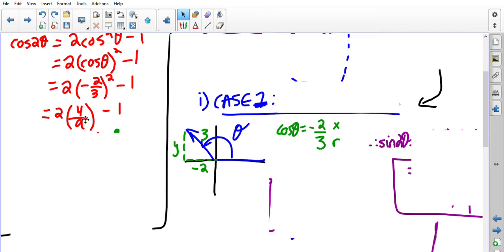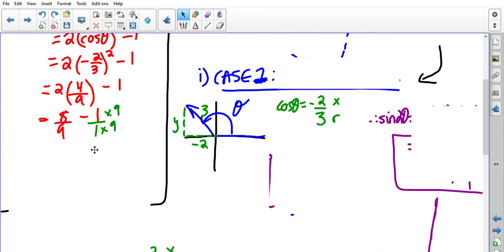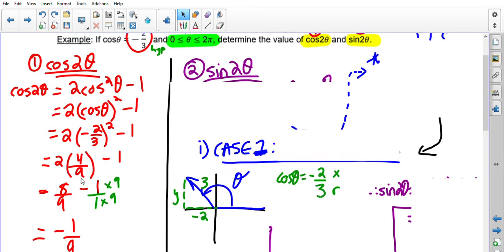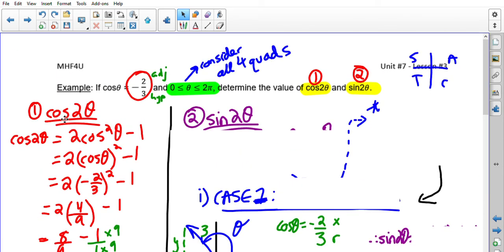Now we follow BEDMAS. We're going to do a multiplication. So we get 8/9 minus 1. Now we have to write it as one expression. Okay? So multiply top and bottom by 9 to find the lowest common denominator. And we get a final answer of, so 8 minus 9 over 9 will give us -1/9. And that's the value of cos 2 theta.